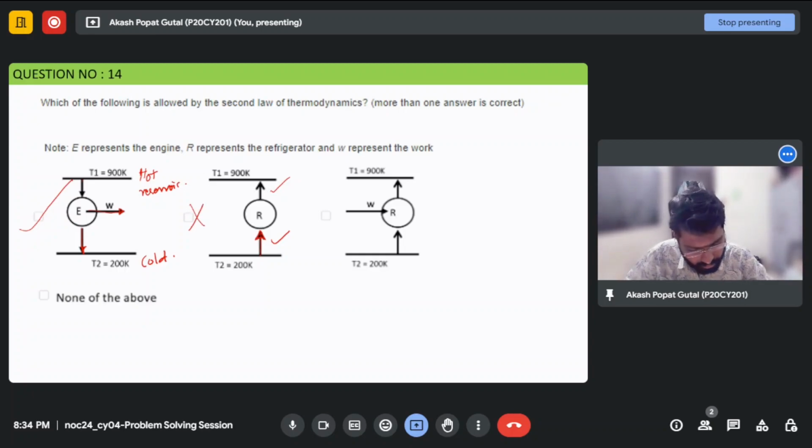And the third is the same diagram as the second option, but here work is done on the system to run the refrigerator, which makes this third option right. And none of the above is not the option. The correct options are 1 and 3.